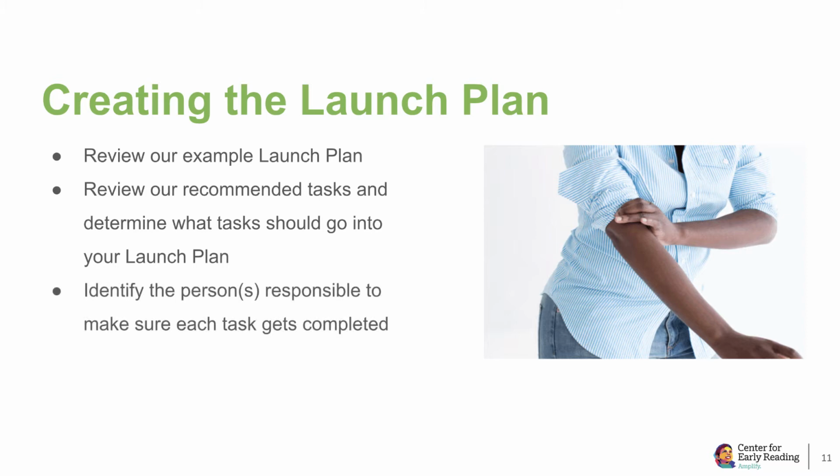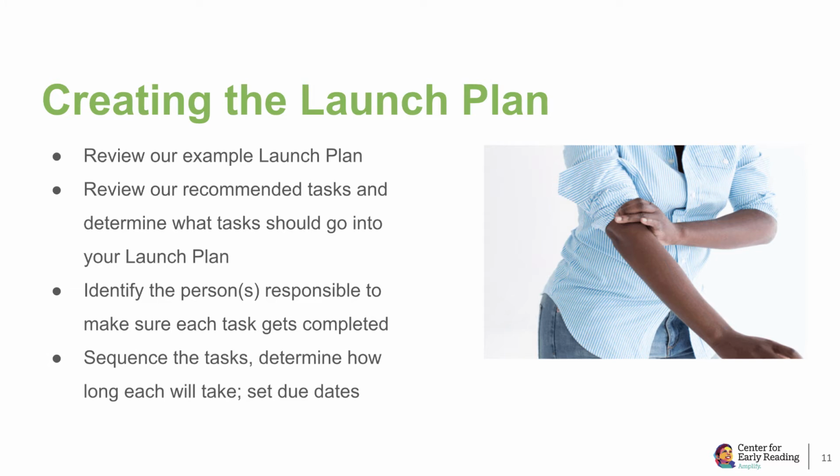Once we have built our list, we will identify the persons responsible to make sure the task gets completed. For some of these tasks, you may not yet know who that person will be and might determine the right person after the next module. That's why you will keep this plan handy and update it as you go through the modules. Sequence the tasks, determine how long each will take, and set due dates. You might also update these dates after your next module. Finally, you will calendar the key tasks.